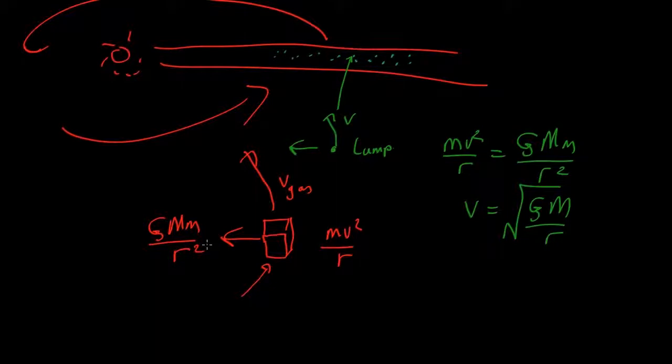But in addition, there's going to be a pressure force. Consider this disk. The inner regions are going to be more dense and probably hotter. Further out, it's going to be less dense and probably colder. When gas is hot and dense, it's high pressure.